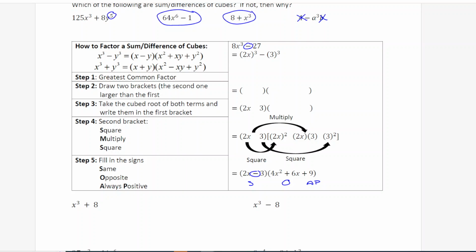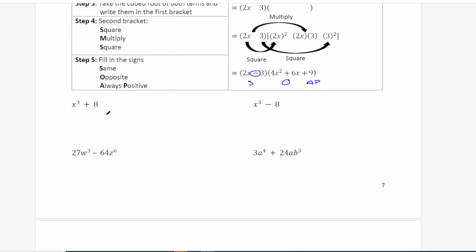So let's try a few. I did these first two questions the exact same, just one's a sum of cubes and one's a difference of cubes because I wanted to show you really the difference. So step number 1, greatest common factor, there isn't one. So we're going to draw a bracket that fits a binomial, and then I open my second bracket and I often don't close it just so that I make sure I have enough room. And then we factor. So the cubed root of x cubed is x. The cubed root of 8 is 2. The cubed root of x cubed is x. The cubed root of 8 is 2.